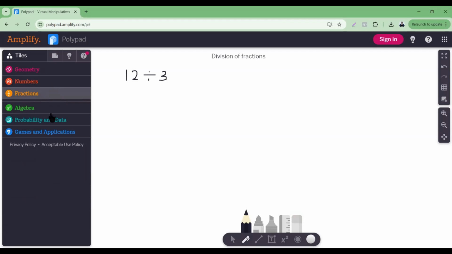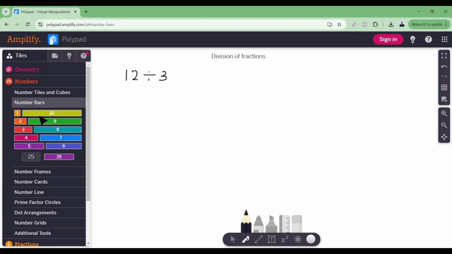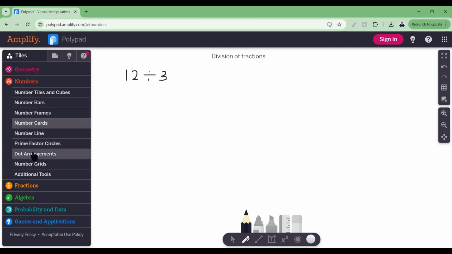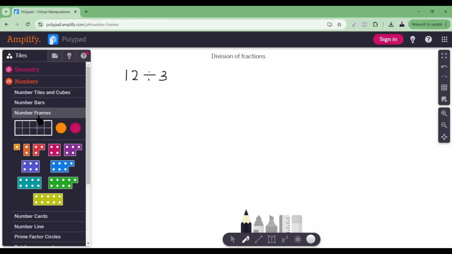Let's take 12. Number grids, number bars, let's take number frames. Yes, number frames. This is a 10 and this is a 2, totally 12. In previous videos, I have explained how normal division is also visualized. So this is the entire 12. If you see, 12 dots are there.